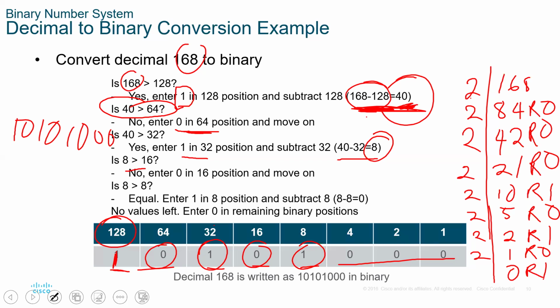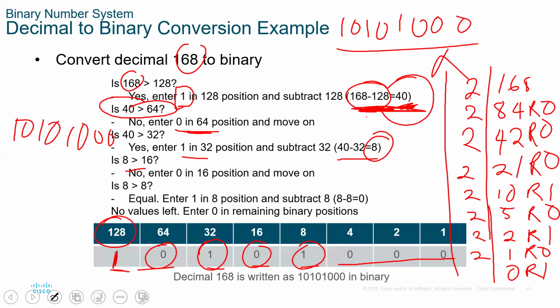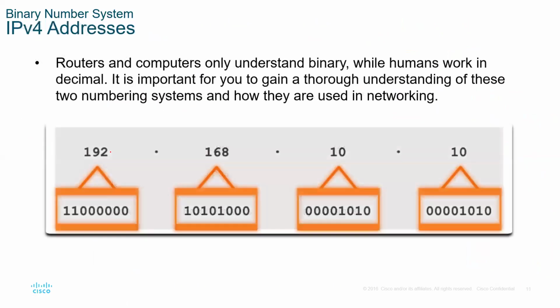So how are we going to get our answer? Our answer is going to be taken from down to up. This answer, the remainders. And what are the remainders? You see 1, 0, 1, 0, 1, 0, 0, 0. That is the same thing that we have here. So the whole idea is that you are converting from decimal to binary and then binary to decimal.